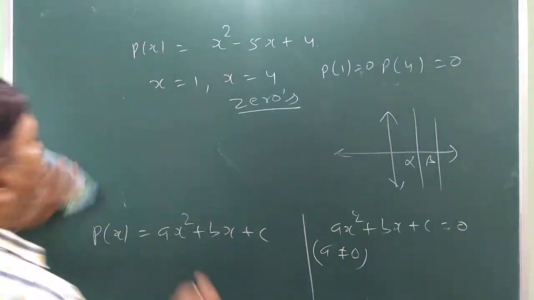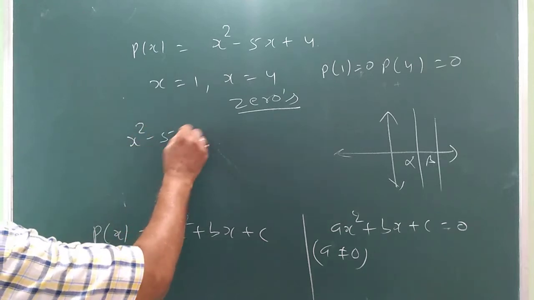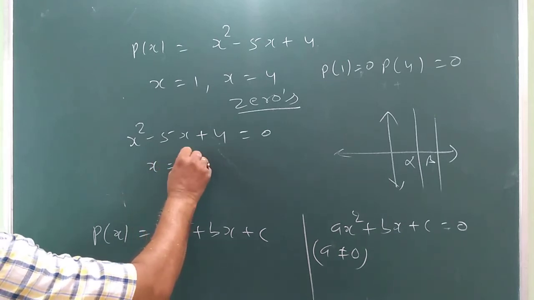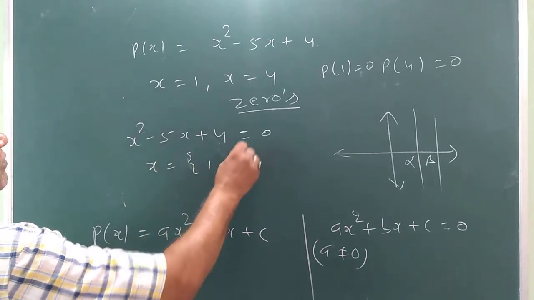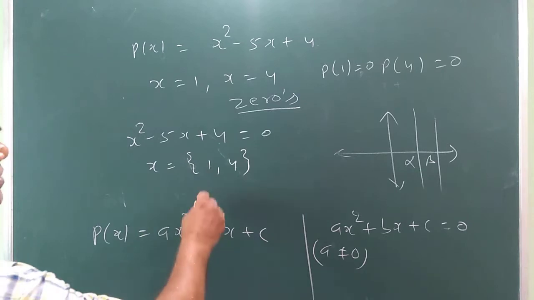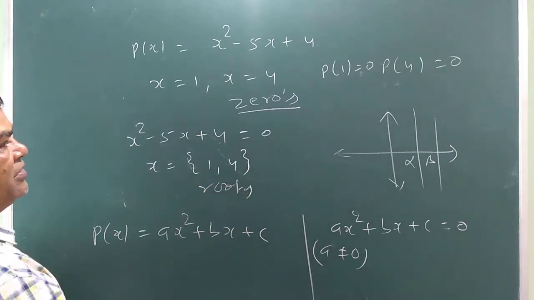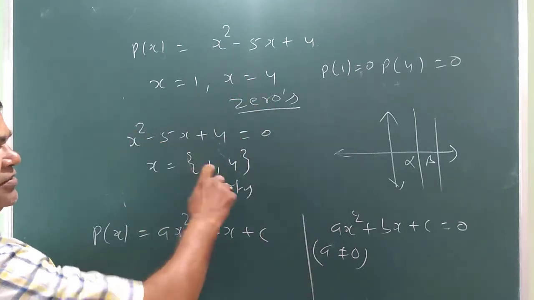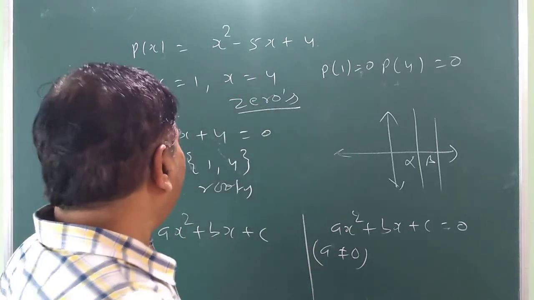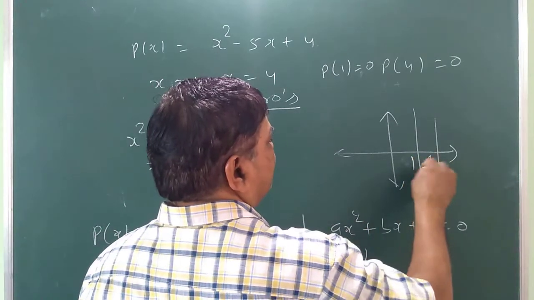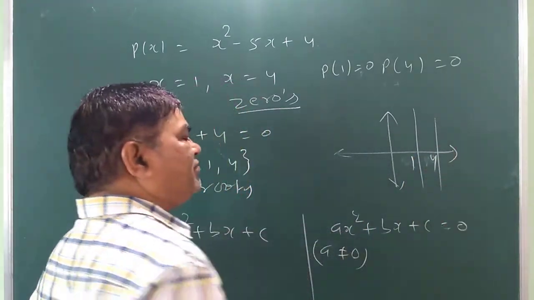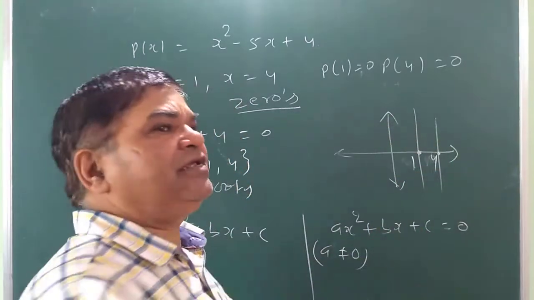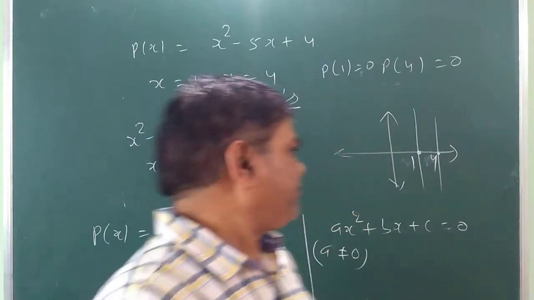Similarly, if you take x square minus 5x plus 4 is equal to 0, then x is equal to 1 and 4 are called the roots. These are the roots. So in the case of a polynomial equation, the same things are roots, and for the polynomial, the same things are zeros. So all the roots always indicate where the graph intersects the x-axis.